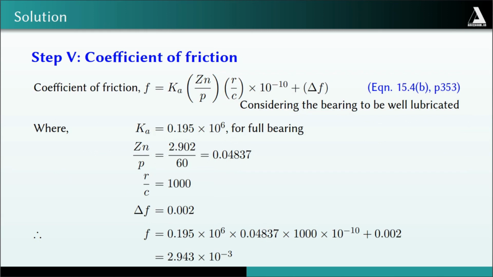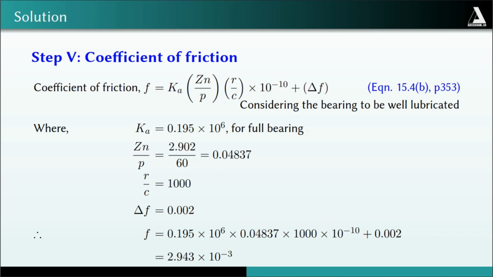Now, in step 5, we determine the coefficient of friction. The coefficient of friction F is given as Ka Zn by P R by C into 10 raised to minus 10 plus delta F. Note that in this case the n in Zn by P is small letter n, that is the speed in RPS, revolutions per second. And this relation for coefficient of friction is given as equation 15.4b in page number 353. That is, this relation we selected considering the bearing to be well lubricated.